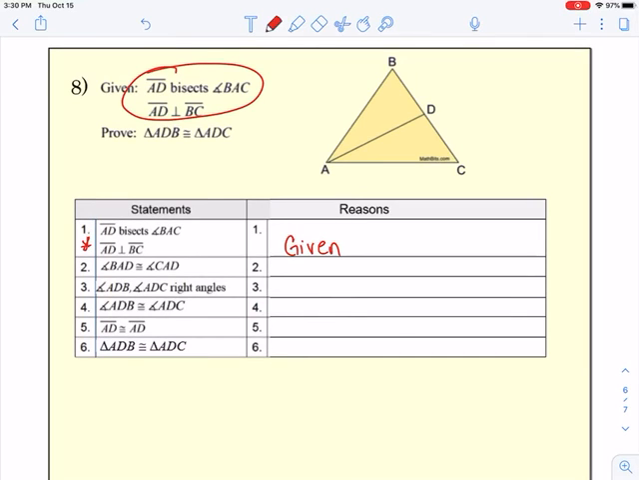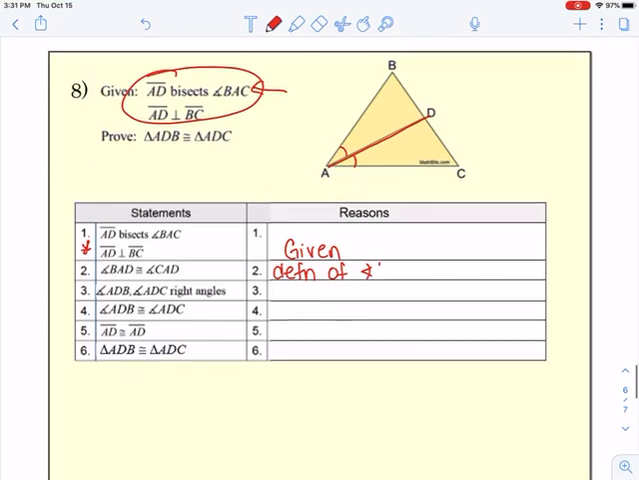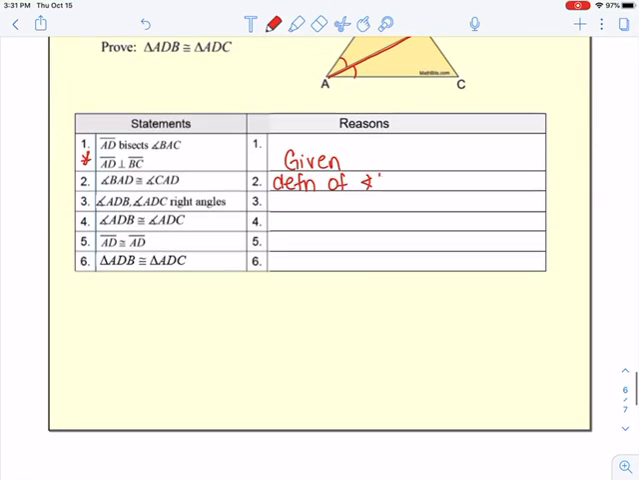Okay, and now the next thing that I have is that angle BAD, this angle here, is congruent to CAD, which is this angle there. That's going to come from this step right here. I was told that AD bisects that angle. It cuts that angle into 2 congruent pieces. So that's the definition of an angle bisector. Okay, definition of an angle bisector.